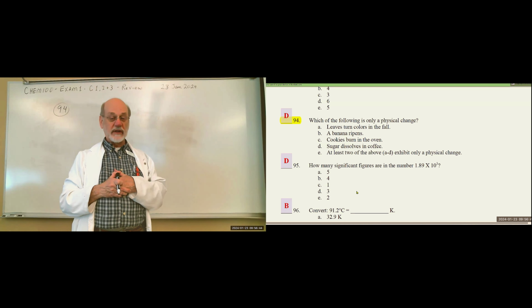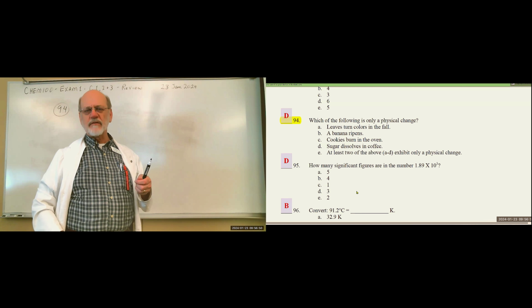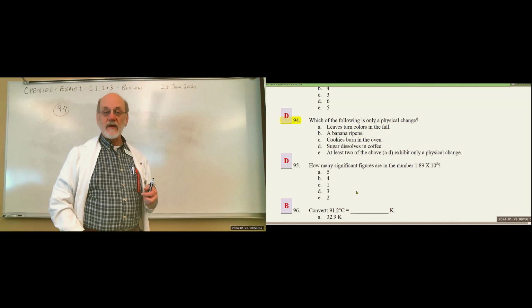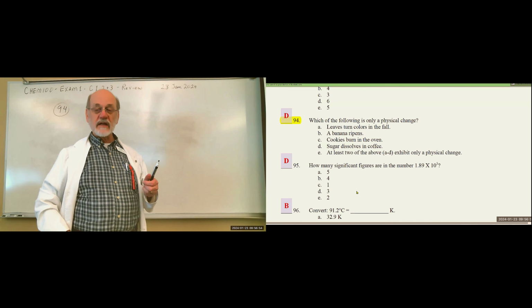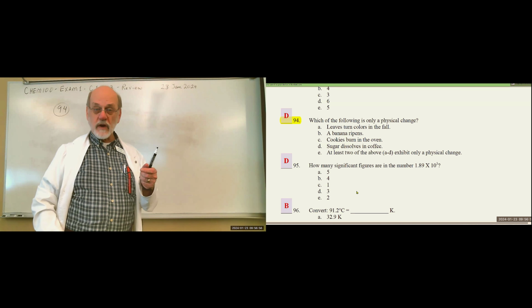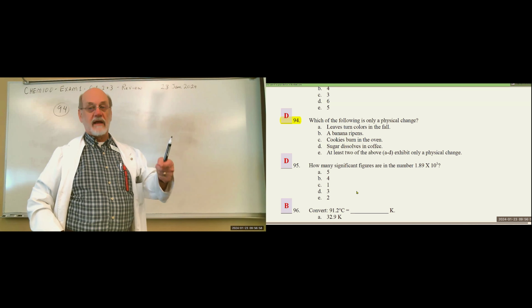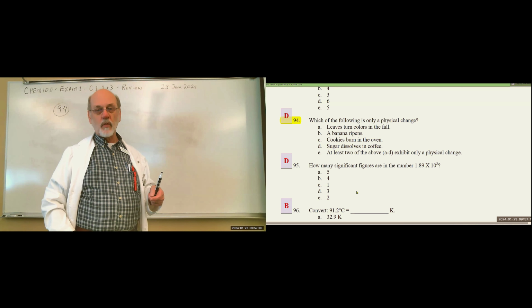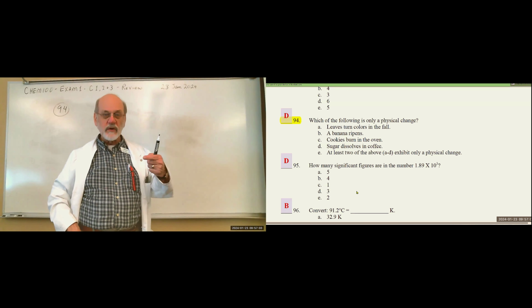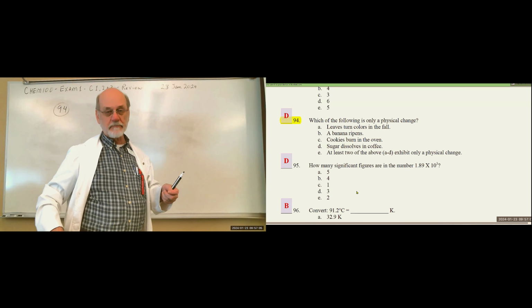And E is one of those wonky ones where it says at least 2 of the above exhibit only physical change. No, at least 2 of the above do represent a physical change, but not only a physical change. The one that exhibits only a physical change is D.